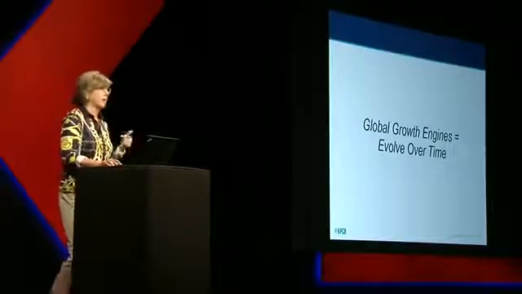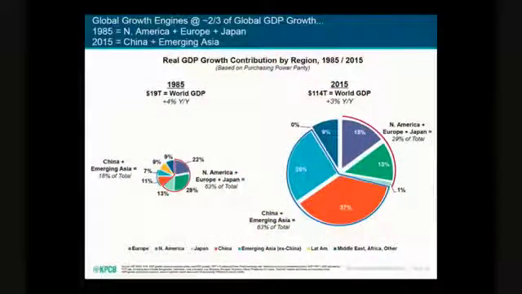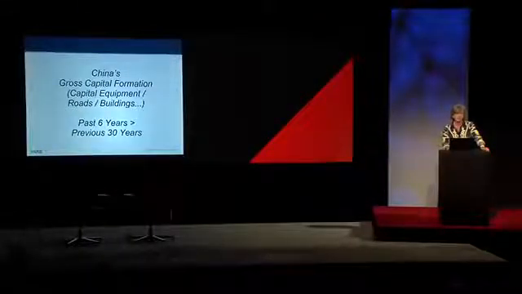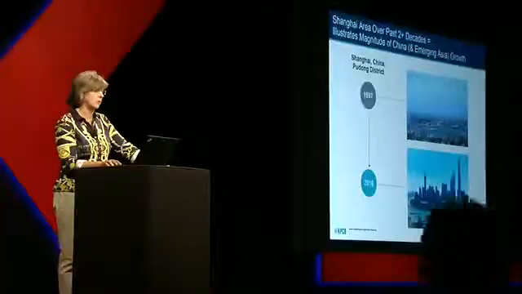Global growth engines over time evolve. In 1985, North America, Europe, and Japan accounted for 2/3 of global GDP growth. By 2015, China and emerging Asia accounted for 2/3 of global GDP growth. The reason I'm telling you that will be clear in a minute. China's gross capital formation, which is dollars spent on capital equipment, roads, and buildings in the last 6 years, was greater than the previous 30 years. That's what that looks like. And China's gross capital formation spending slowed in 2015.